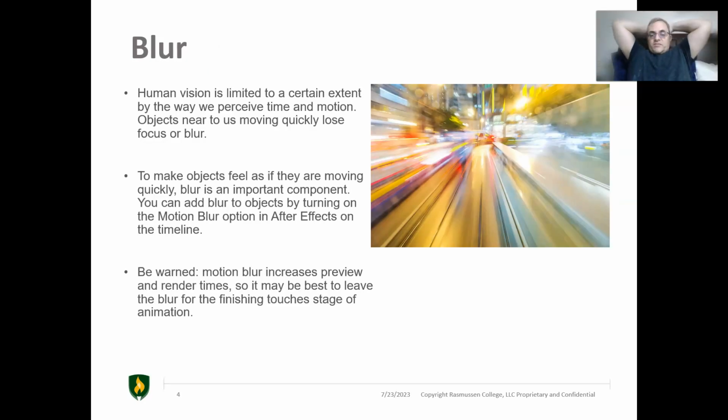You can also do this with blur. Blur is really good, especially with fast motion and how we perceive time in motion. When objects near us move quickly, we can lose focus, or what we call blur. To make objects feel as if they're moving quickly, blur is an important component. You can add blur to objects by turning on the motion blur option in After Effects. But be warned, motion blur increases preview and render time, and if you use it too much, it could mess with readability, and that could be an issue too.